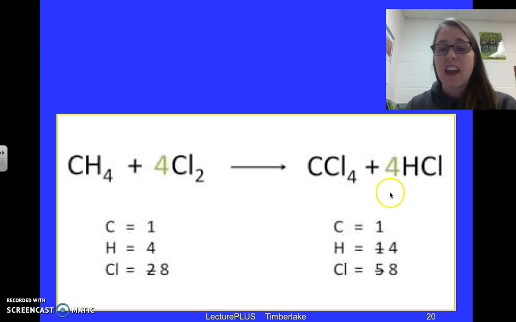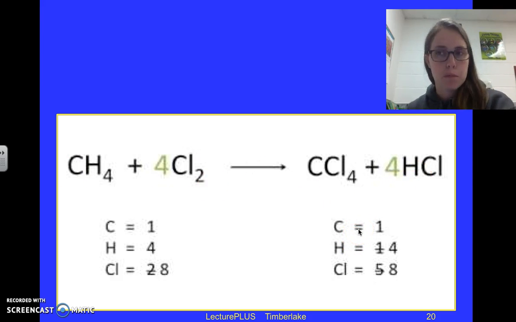You'll notice that the atoms on either side of the equation are going to be the same. And if they're not, there's a problem. You're missing something. So when you write down the atoms on this side and when you write down the type of atoms on this side, they should be the same. We're not to this part yet, so ignore this.